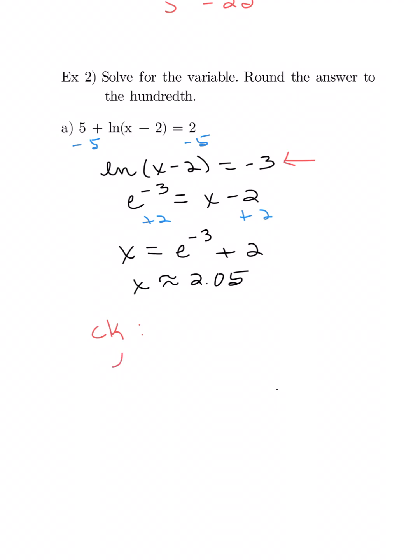I would get the natural log of 2.05 minus 2 equals -3. This would give us the natural log of 0.05 equals -3. If you do that on your calculator, you will find that that is correct.